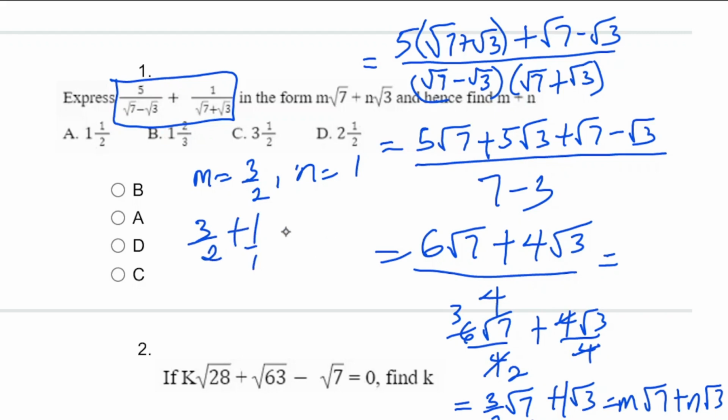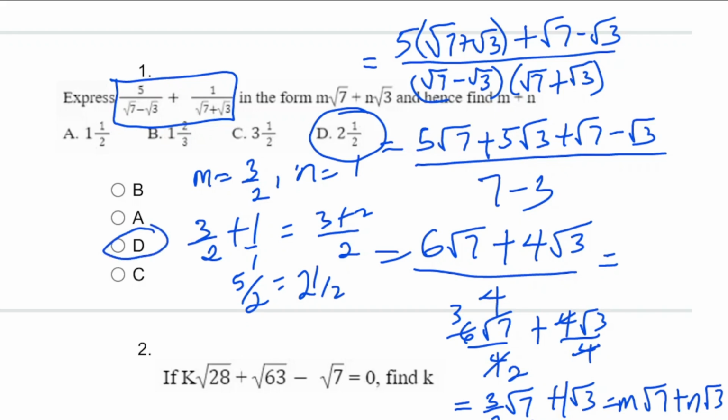So find the LCM. You're going to have 2 as the denominator, that is 3 plus 2. That's going to be 5 over 2, which is 2.5. 2.5, that is option D. Option D. I hope this is very clear, right? So let's move to the next one.